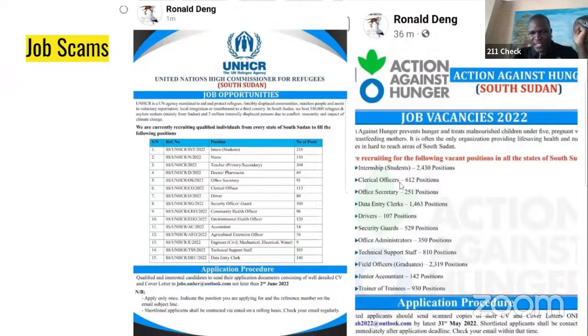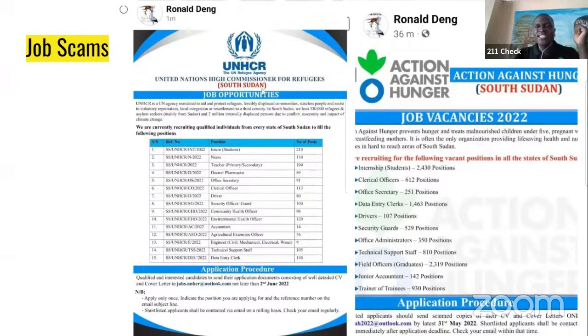So when you see this, you will also see, why does this organization want to employ a lot of people like this, thousands of people? Where are they going to be put? Even if they are to employ all these people, then no one will be without a job, yeah? You will see that there are a lot of red flags here. You may visit the website of UNHCR, or the website of Action Against Hunger, and you will not find these job ads.